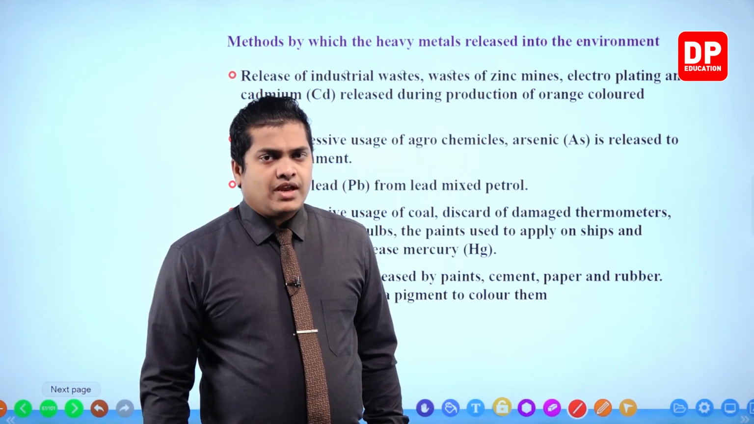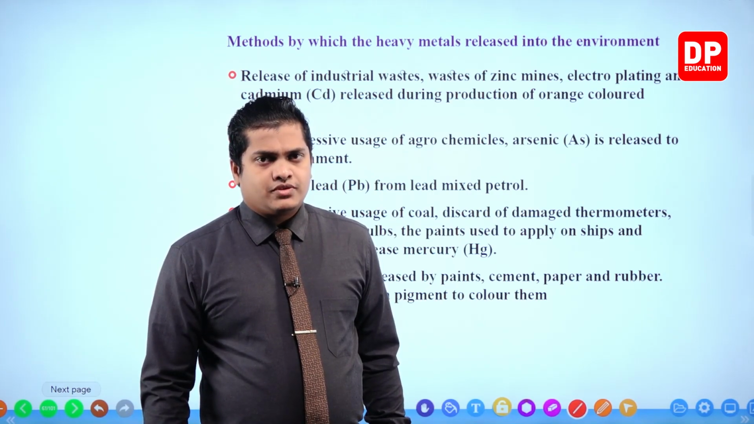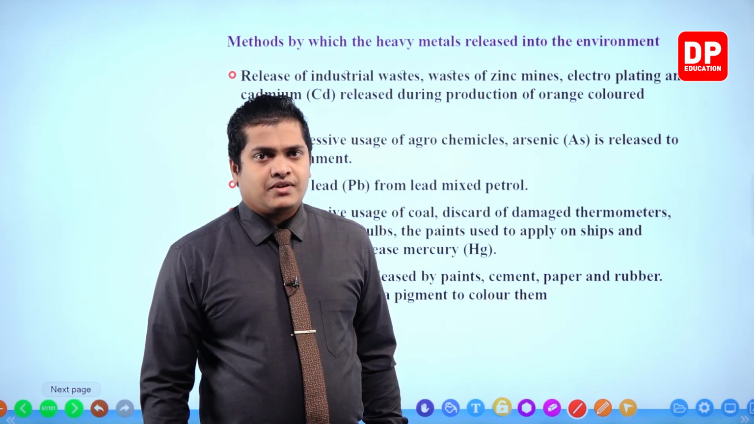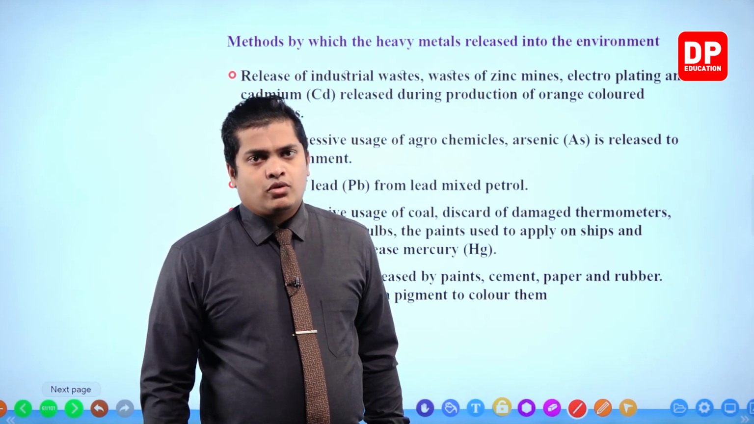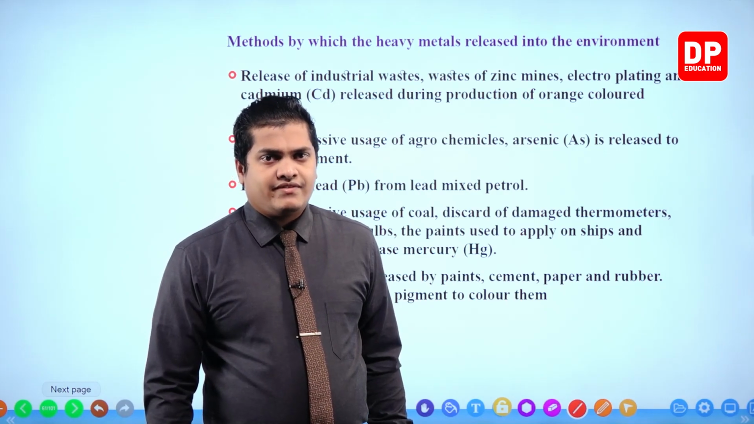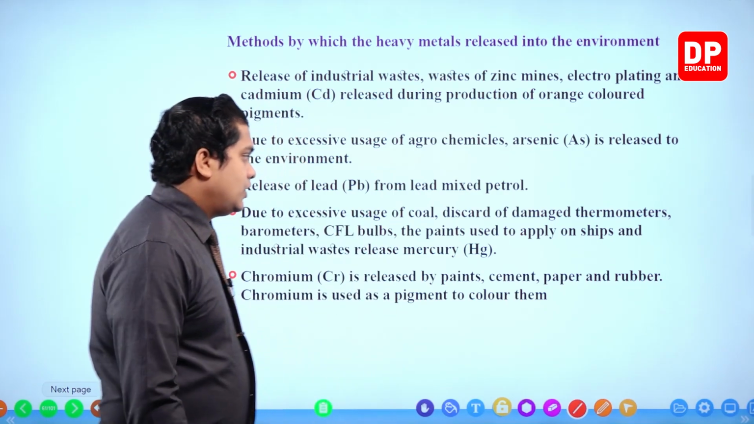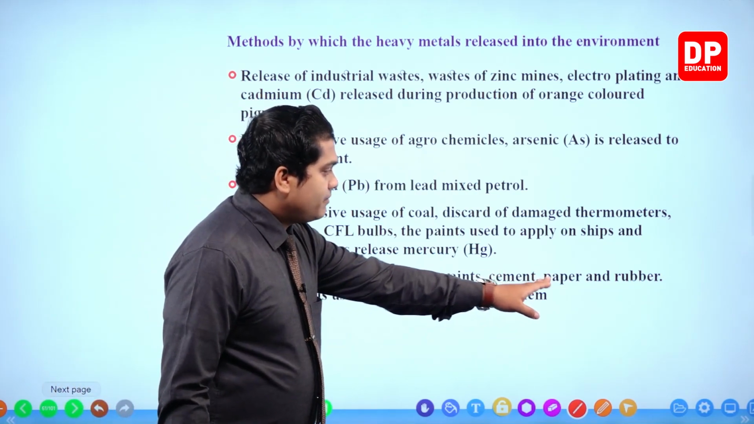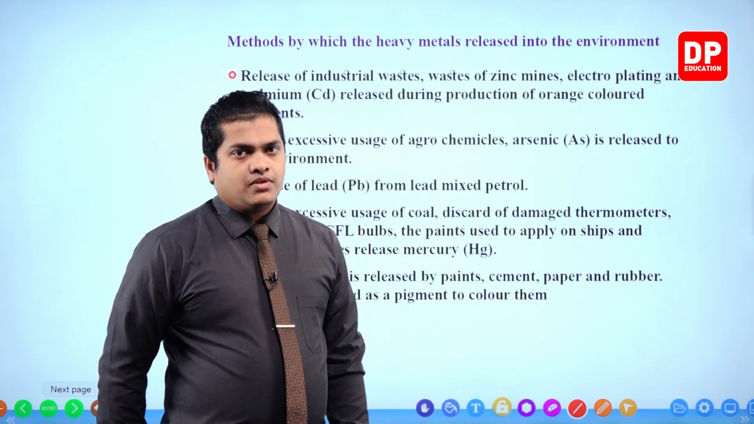So chromium can be added to the environment when disposing these paints with chromium pigments. And also, if you are removing these materials to the environment that has chromium, then chromium can be added to the environment as a heavy metal, right? Other than that, my dear children, it will release from cement, paper, and also from rubber.